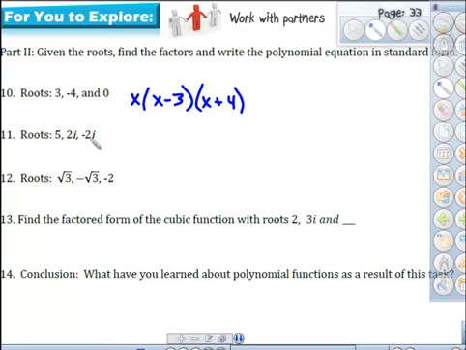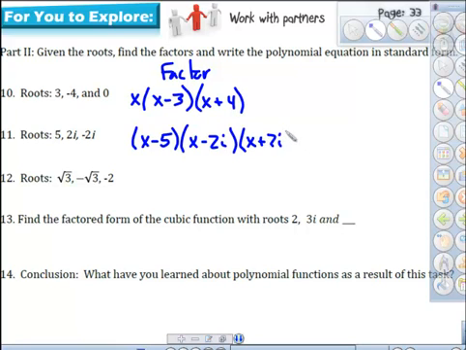Now here we've got some more imaginary ones. Let's run through that again. We're just looking at factors, so don't get scared. What would be the factors here? You have x minus 5, and then x minus 2i, and then x plus 2i. Is that making sense? And then here, whenever we have a radical, it's just like with the imaginary: we're always going to have its conjugate as well.